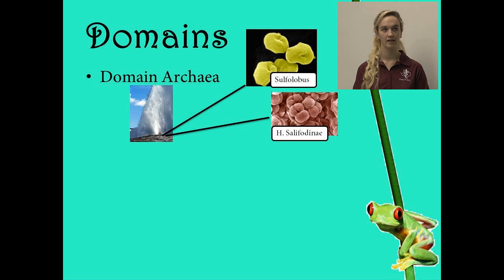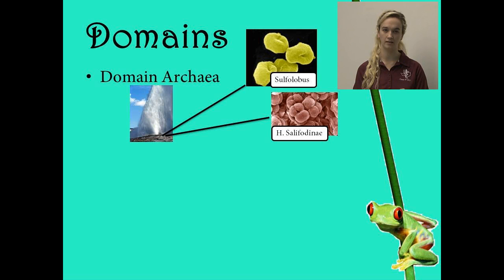So there are 3 domains of all living things in the world. There's domain archaea, and those are things that are found in very, very extreme environments. This is a picture of Old Faithful, a geyser from Yellowstone National Park. So maybe some of y'all have been to Yellowstone or know what a geyser is. That's an area where there's really hot water under the earth, and every once in a while it gets so hot that it boils up, and it shoots up through the air from this opening in the earth's surface.